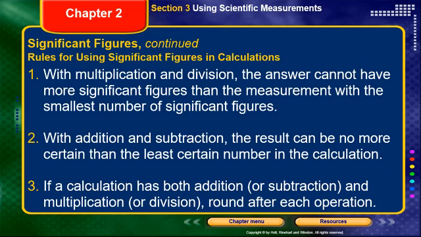And you might ask, if a calculation has both addition and multiplication, or the other version like addition and subtraction and multiplication or division, you simply do that rounding function after each and every operation. For example, order of operations, you do your multiplication or division first, figure out your significant figures after your multiplication or division before you move on to do your addition or subtraction.